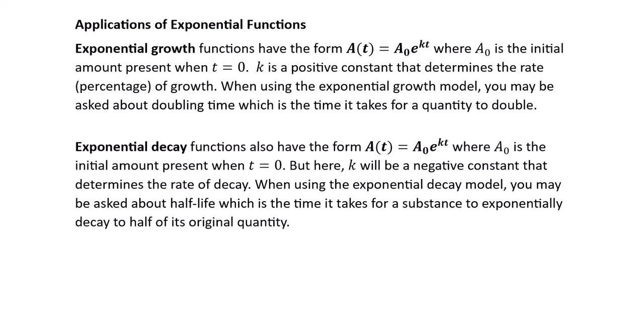Exponential decay functions also have the form A of t equals A sub 0 e to the kt, where A sub 0 is the initial amount present when time equals 0. But here, k will be a negative constant that determines the rate of decay. When using the exponential decay model, you may be asked about half-life. That is the time it takes for a substance to exponentially decay to half its original quantity.